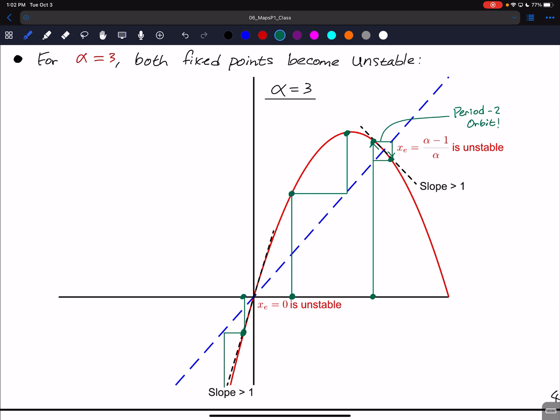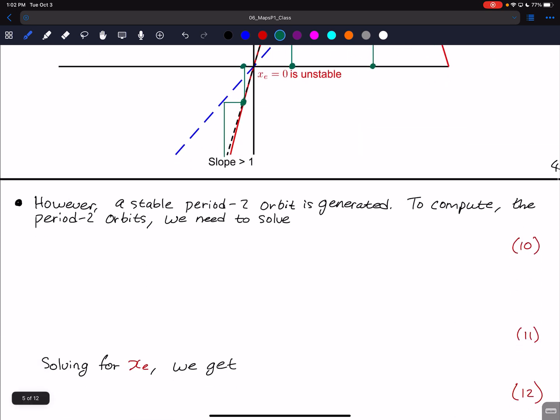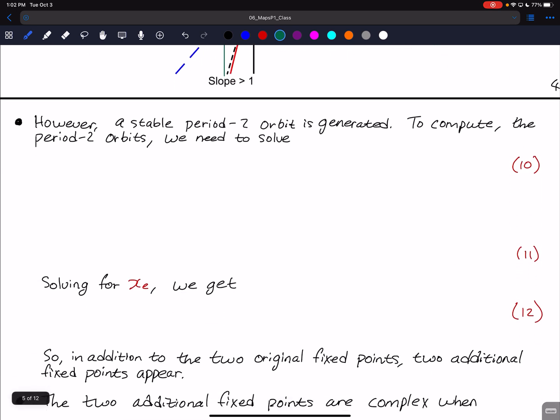All right, on the next page, like I just said, this stable period 2 orbit is generated, and we're going to compute that next. And to do that, we actually now need to solve xe is equal to g applied to g of xe.